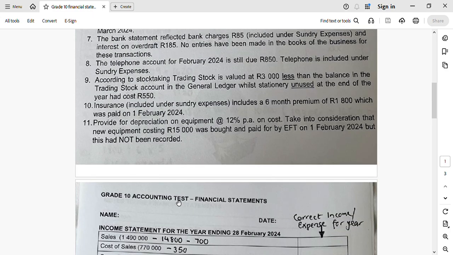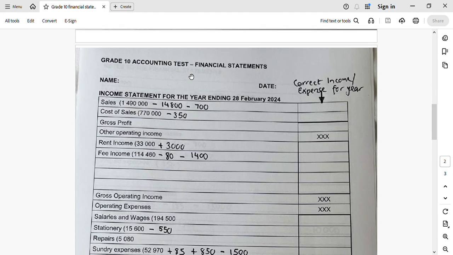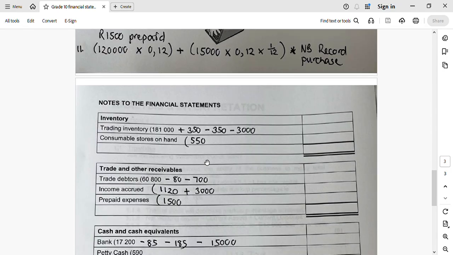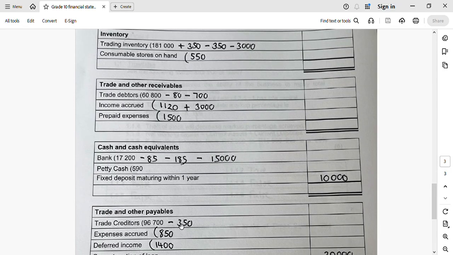Okay, the telephone account for February is still due. If it's still due, you haven't paid enough. So you're going to add the telephone account for February. They also told you that that was sundry expenses, and then expenses accrued will increase with that 850.